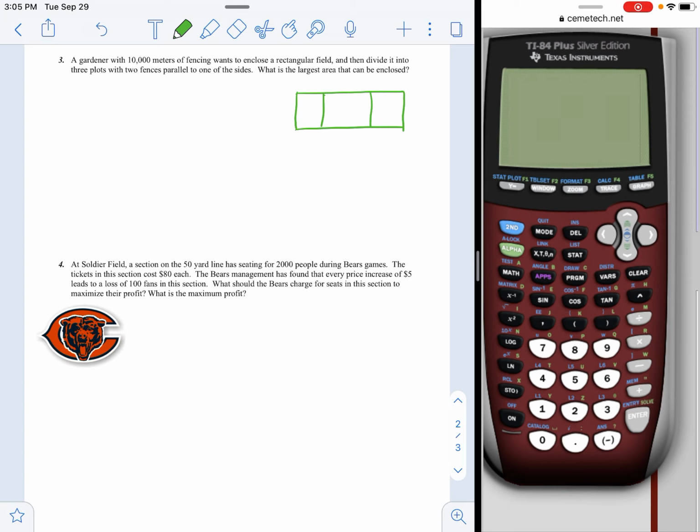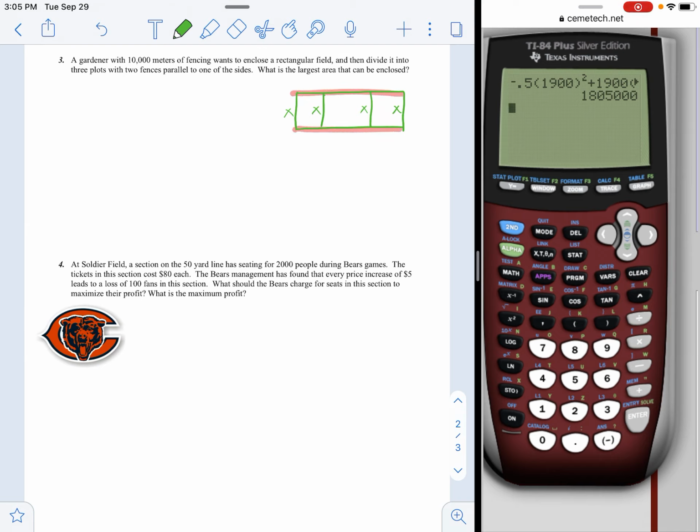And I once again only know the total length of all those pieces added together. So I don't know what this is, so I'm going to call it x, and I'll say this is x, and this is x, and this is x. Also, you can see that I divided into 3 plots. That's 1, 2, 3 plots. And now I have these 2 pieces to take care of.